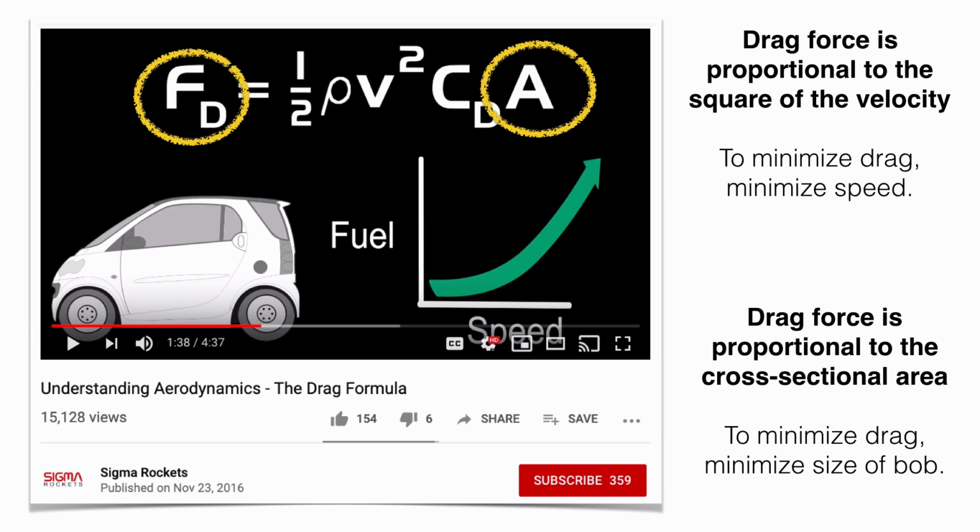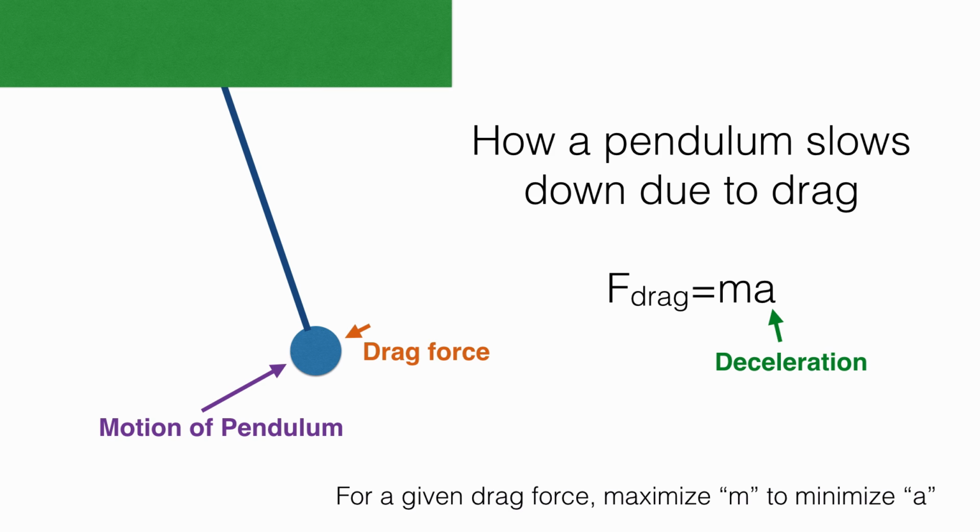The other thing we want to keep in mind is cross-sectional area. So drag force is definitely proportional to the cross-sectional area. The bigger your bob, the pendulum bob, the more the drag. All right, so we'll definitely want to minimize that. Next, we're going to talk about how this drag force actually slows our pendulum down and what we can do about it. So as the pendulum is moving, there's always going to be a drag force in the opposite direction of the motion of the pendulum. This will happen if the pendulum is not in a vacuum chamber.